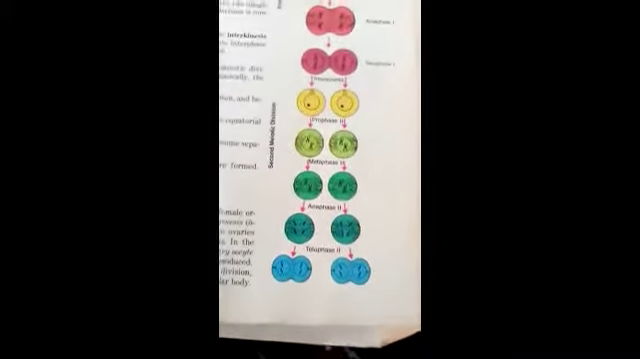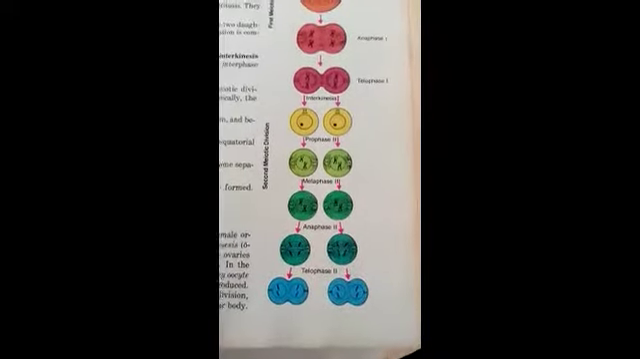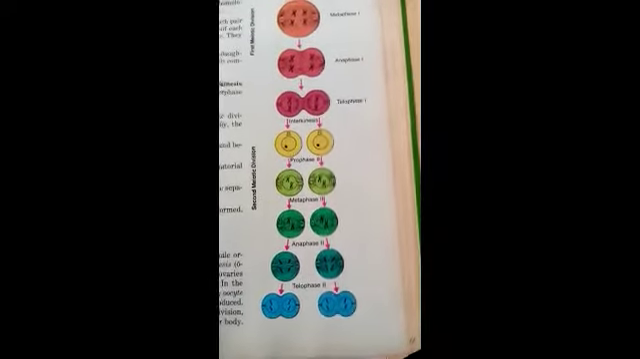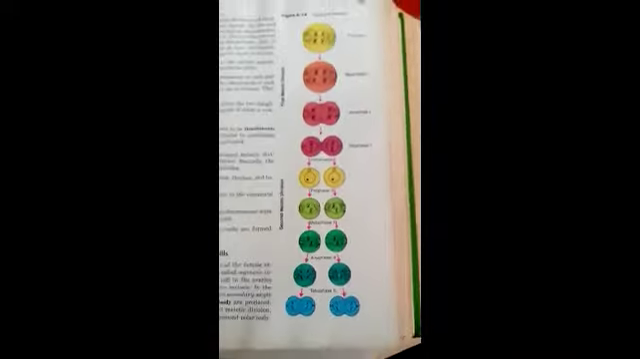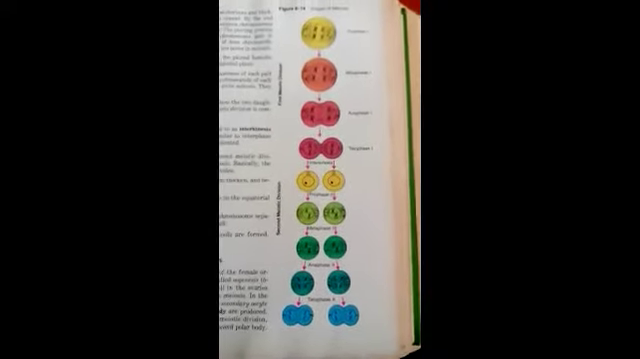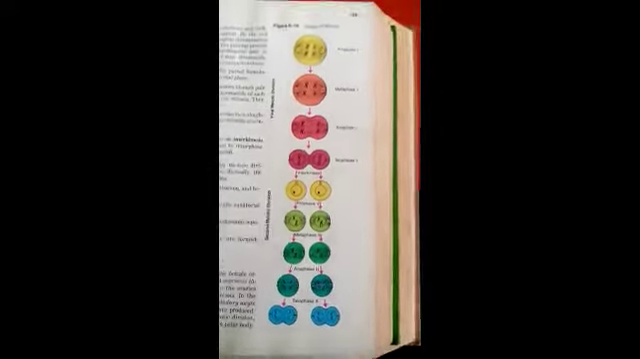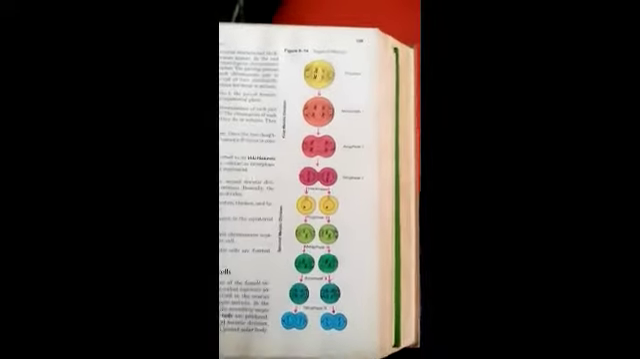Now, during telophase 2, the two daughter cells, one will divide into two, and another one will divide into two, resulting in 4 gametes. Remember that mitosis just produced 2 daughter cells, but this one is producing 4 gametes, and these 4 gametes will now take part in sexual reproduction. Remember that the gamete is haploid, while a normal cell is what? Diploid.